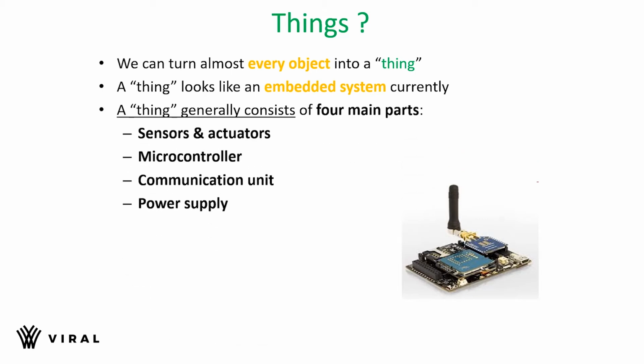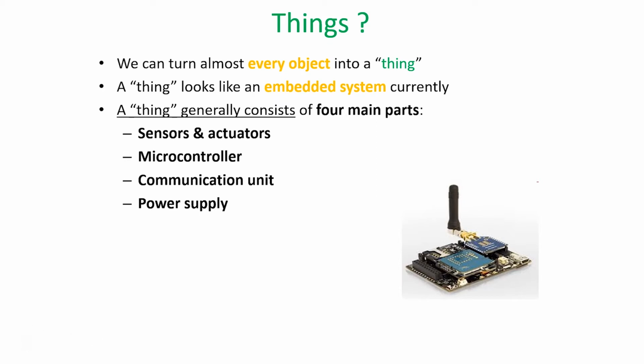And it consists of four main parts. The first part is sensors and actuators. I'm going to explain what it means. Sensors are basically used to sense the system, to get some data from the surroundings. And the actuators are used to respond to the environment.